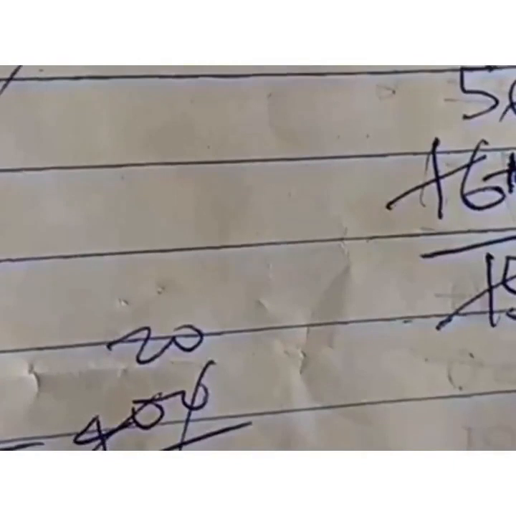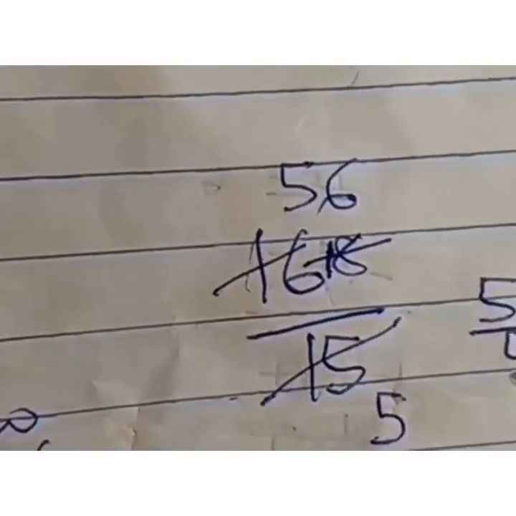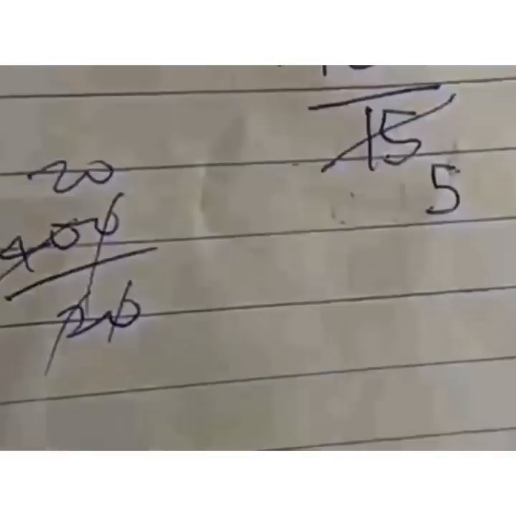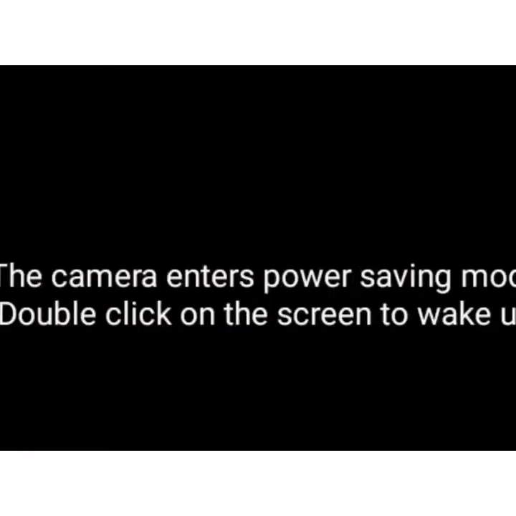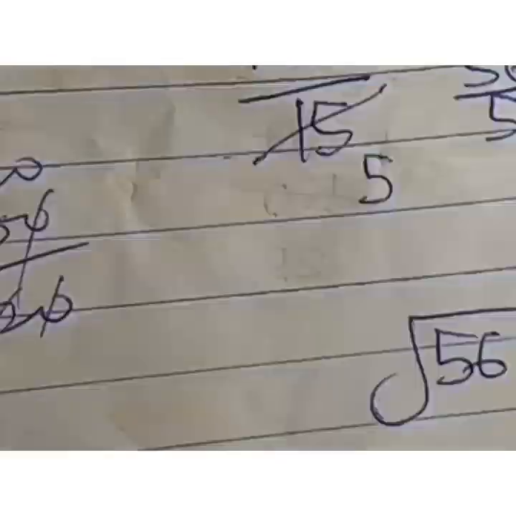So we now have 56 over 5. So we can use long division and take care of that. If we use our long division, we take 56 inside.